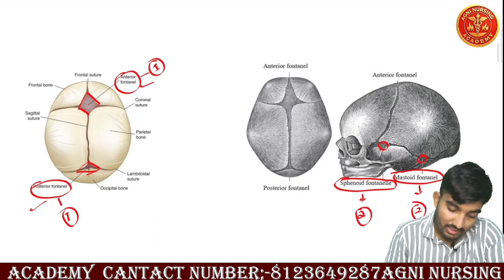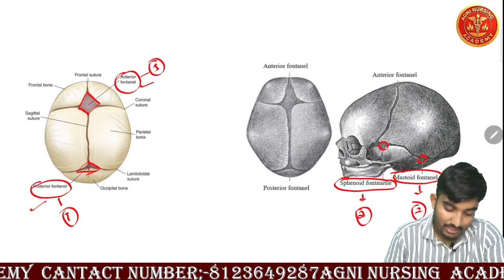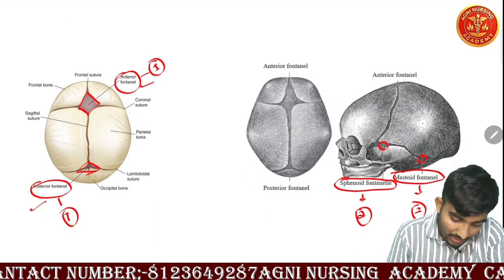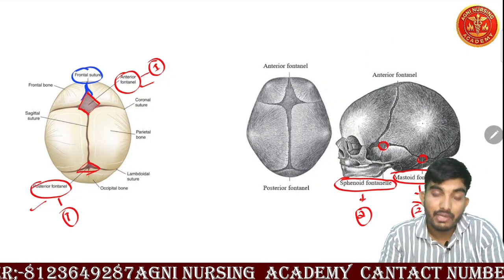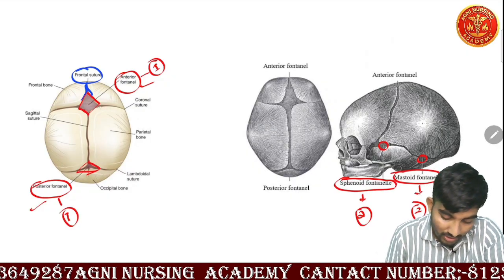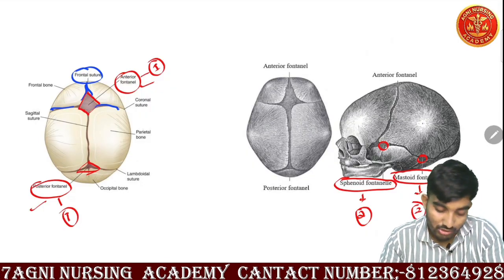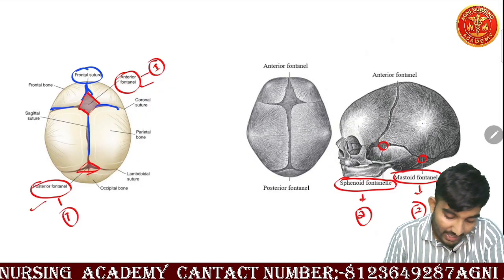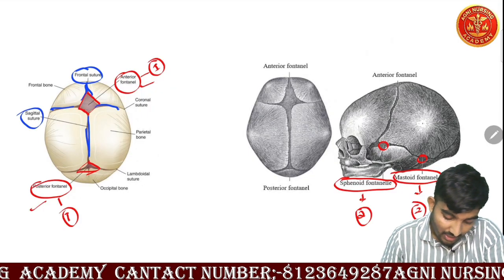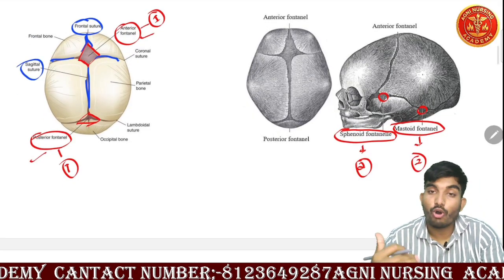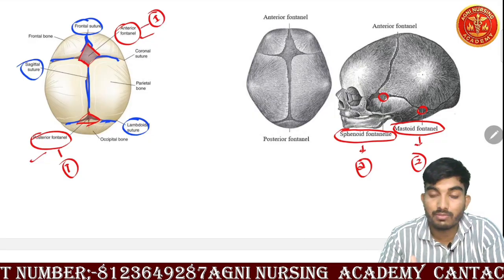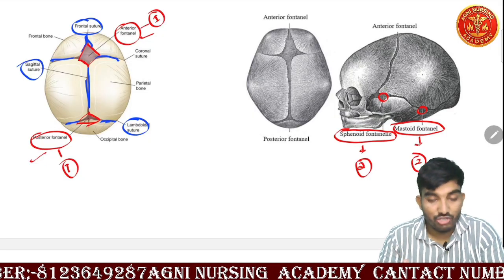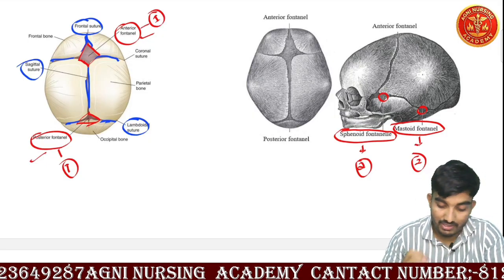Which all are those suture lines? See here, between the two frontal bones, the frontal suture will be present, and between the frontal and parietal bone, that is the coronal suture, present on both sides. Between the two parietal bones, that is the sagittal suture. Between the parietal and occipital bone, the lambdoidal suture is present, also on both sides, so two in number.